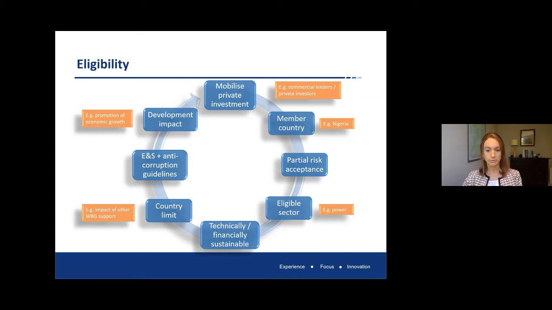Just by way of example, Nigeria is an IDA country where we have used the PRG product, as Simon had mentioned. And Zambia is an IBRD country where the product was used as part of the Scaling Solar programme.